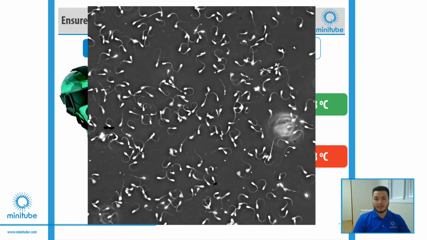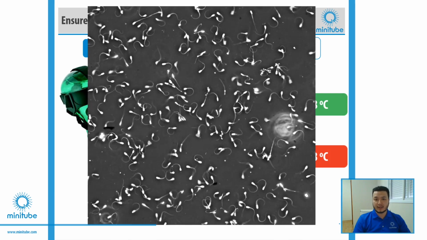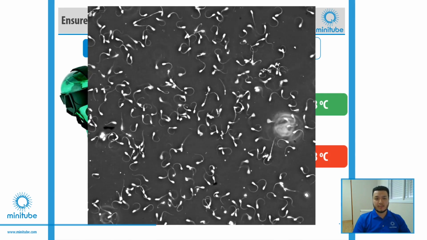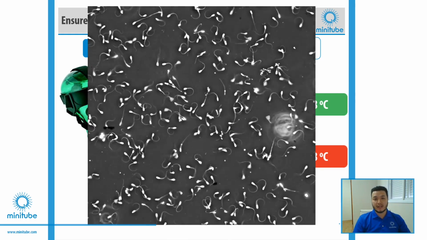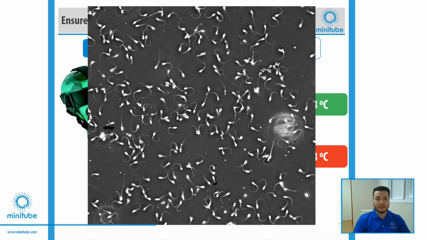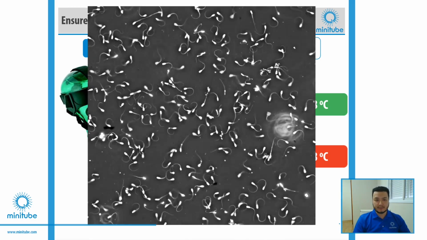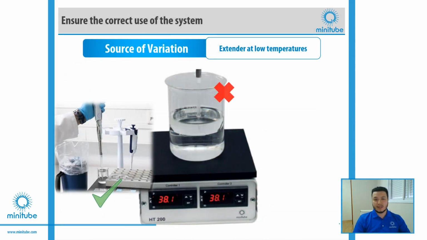This is an example of what happens when the semen suffers a cold shock. Typically, many dead sperm, most of them with bent tails, and the live ones have this lateral head movement and circular motility. So always choose to work with small containers rather than bigger ones. And also replace the extender from time to time if you have it for long periods over the heating plates.